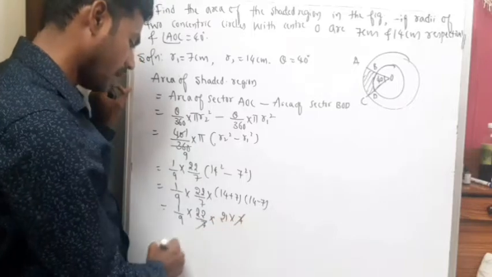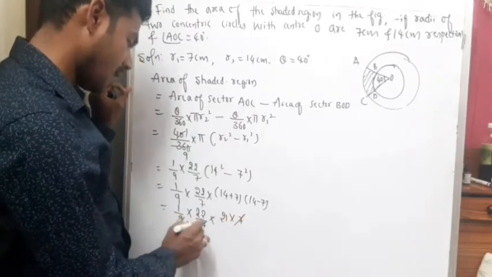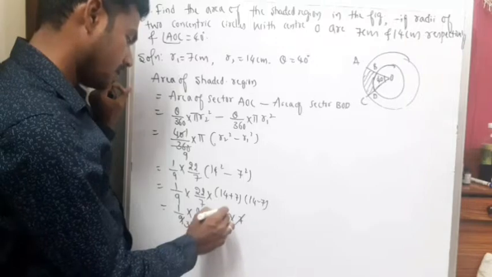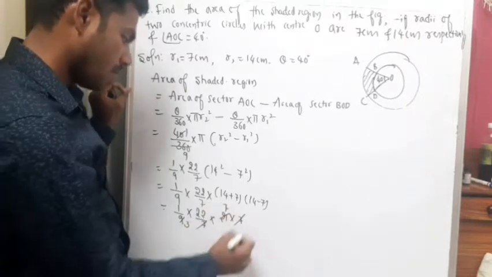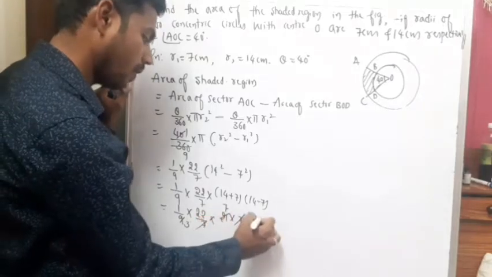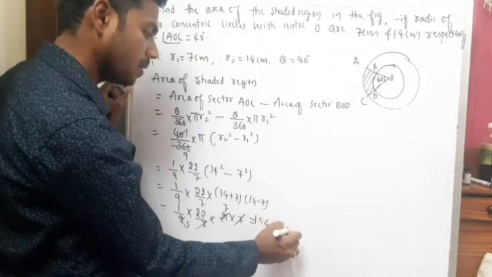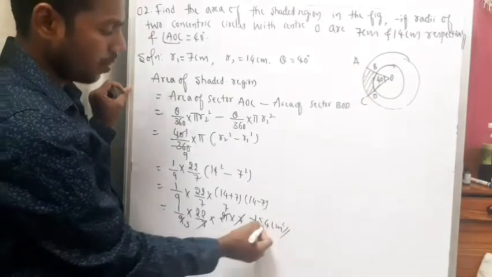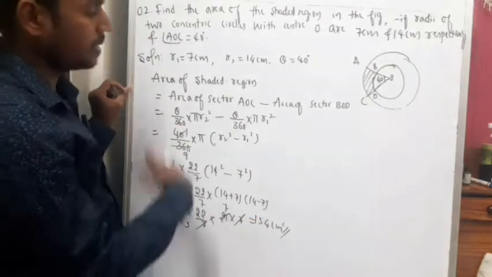This 7 will get cancelled. 3 3s are 9, 3 7s are 21. So the answer is 7 2s are 14 plus 1, 154 centimeter square. The area of the shaded region is equal to 154 centimeter square. Please note this down.